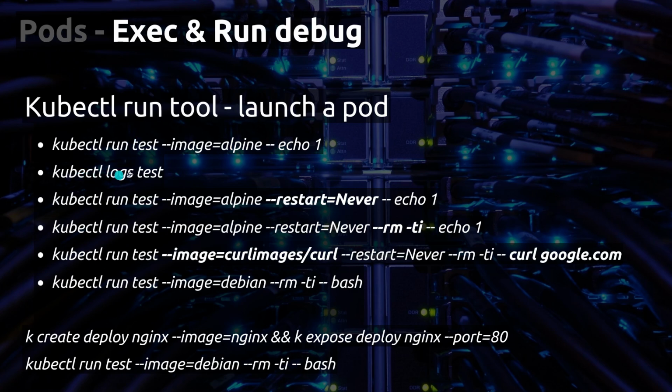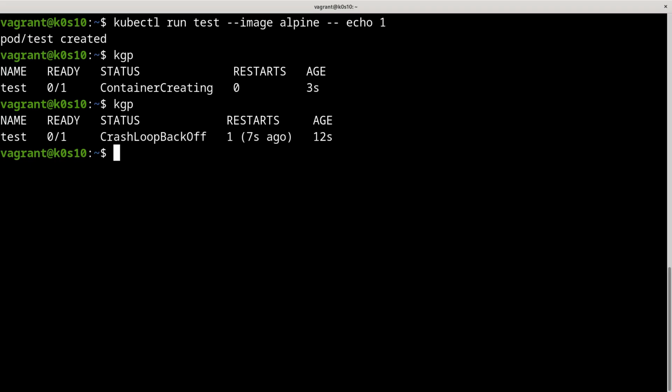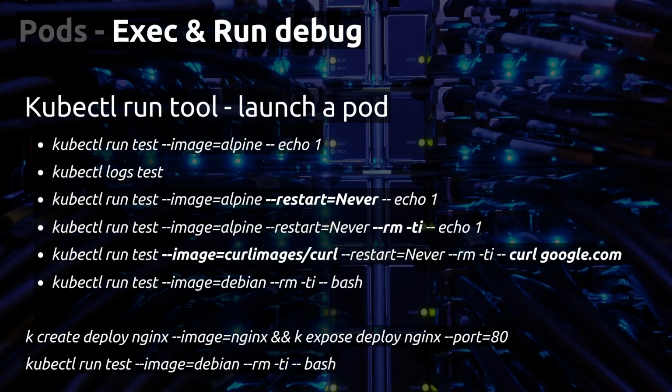We can just run kubectl logs, with the name of our pod, for example test, to check what we have in the log. And of course, in the logs we have our output, which is 1 because we used echo 1.